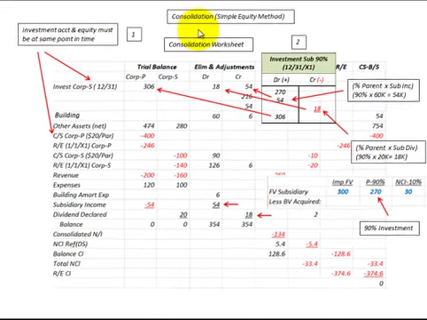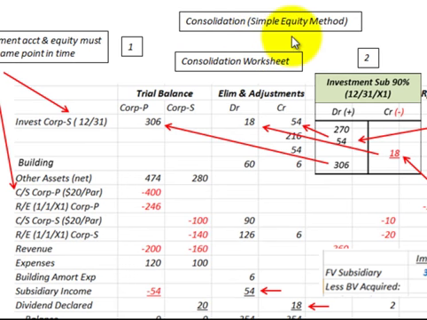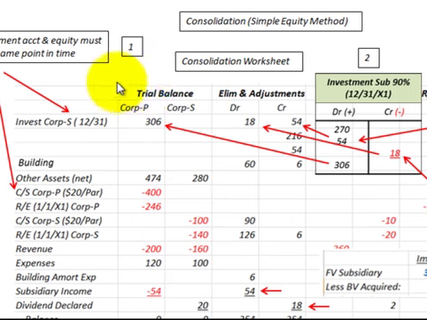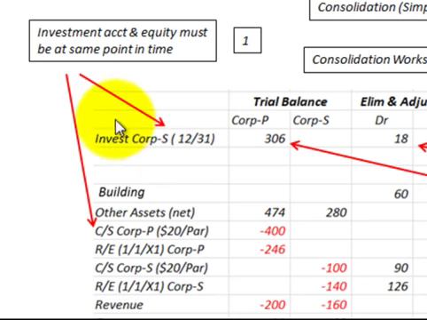Okay, here we're going to go through a consolidation using the simple equity method, and we're going to follow through with our example using a consolidation worksheet and how we'd make our adjustments to this worksheet to adjust for the consolidation of the subsidiary with the parent corporation. So the first thing we have to look at is our investment account for the subsidiary. Corporation P has a $306,000 investment, but that's based on the end of the year figure of 12/31.